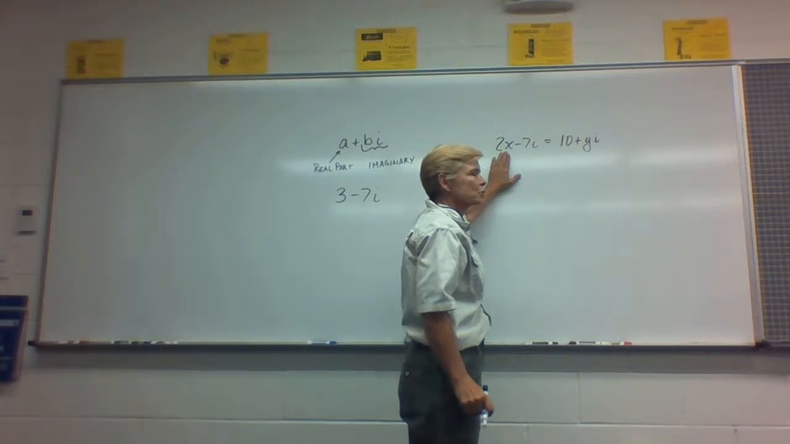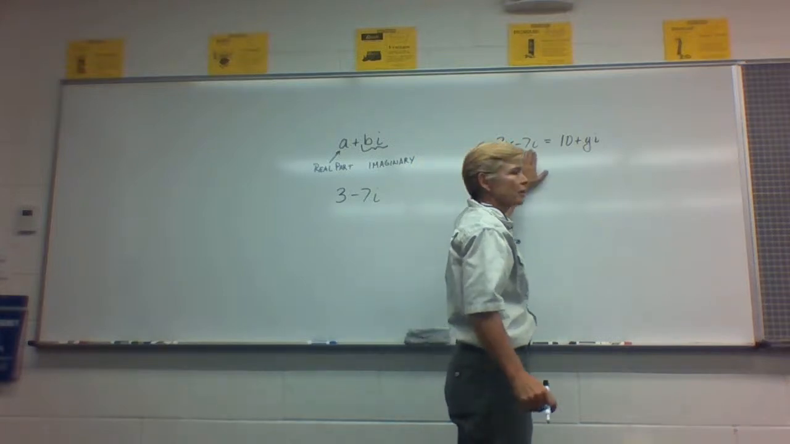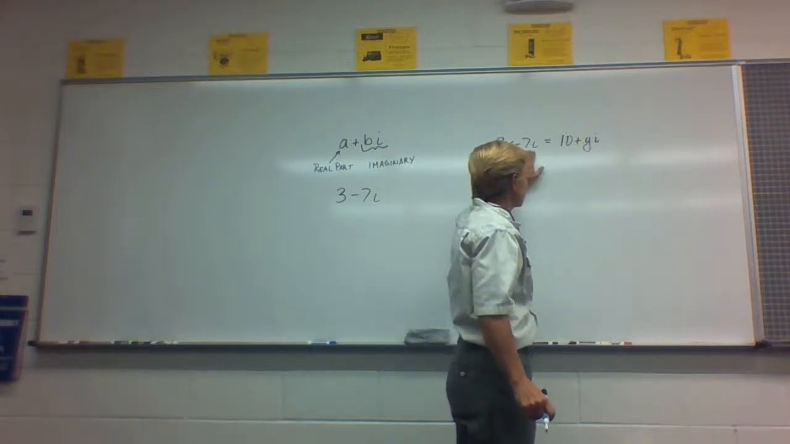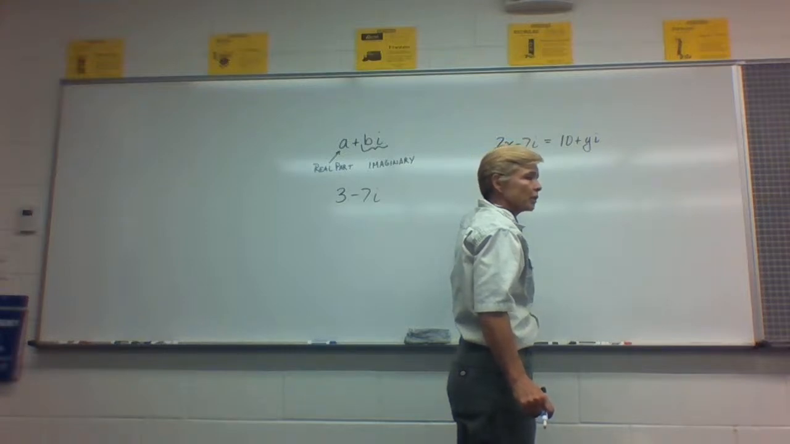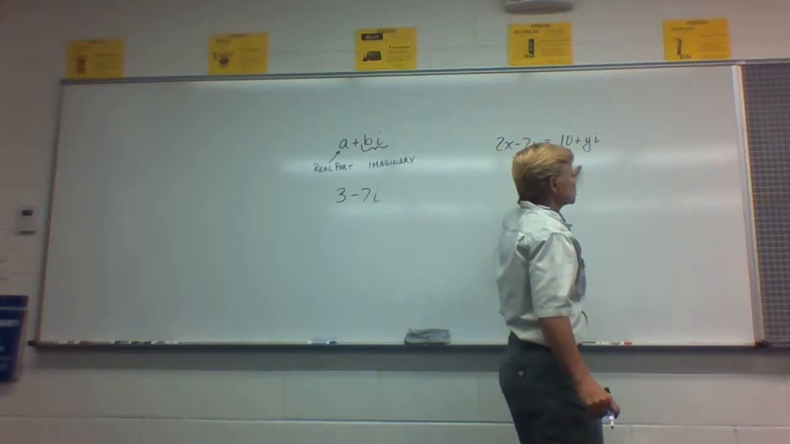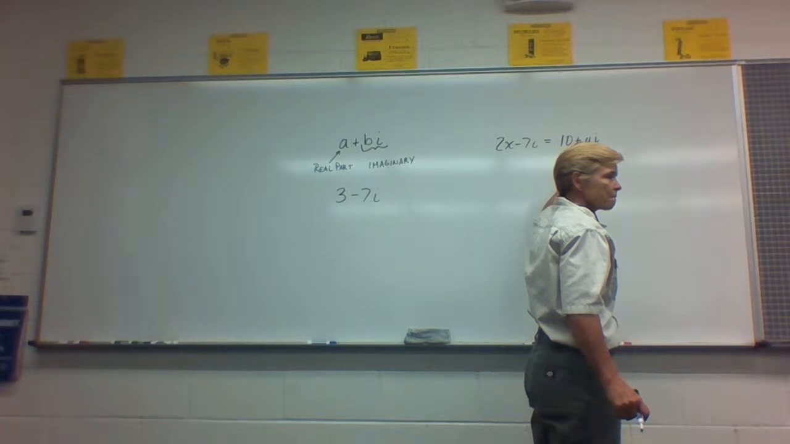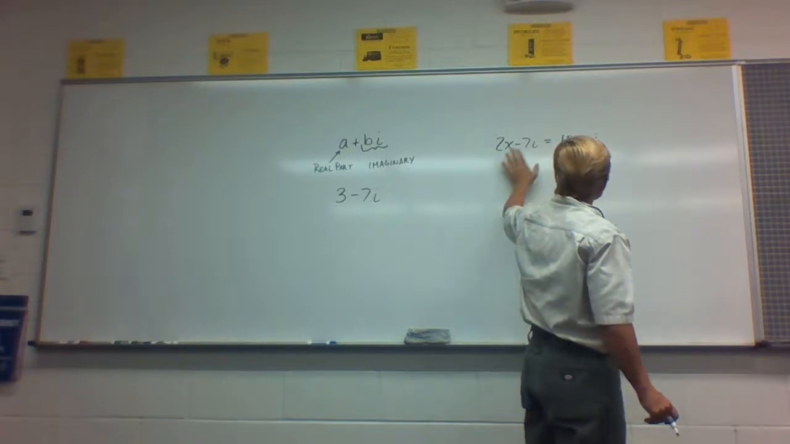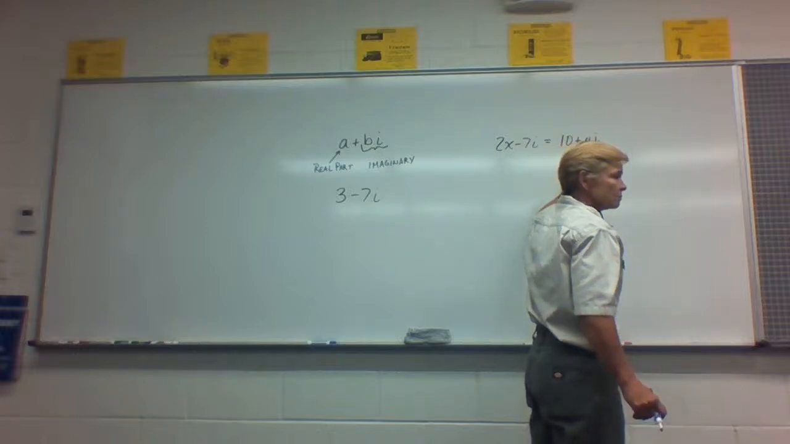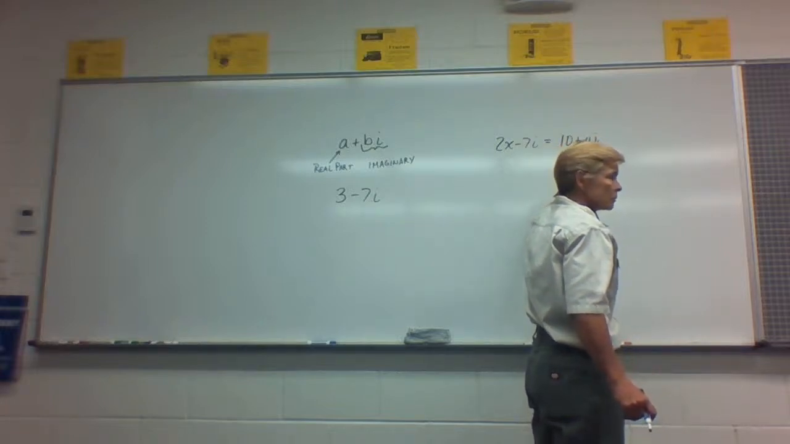This 2x right here is the real part. This is the imaginary part of that number. Negative 7 is its real coefficient. Are you with me? 10 is the real part of this number. This is the imaginary part of this number. And the real coefficient is y. We good so far?